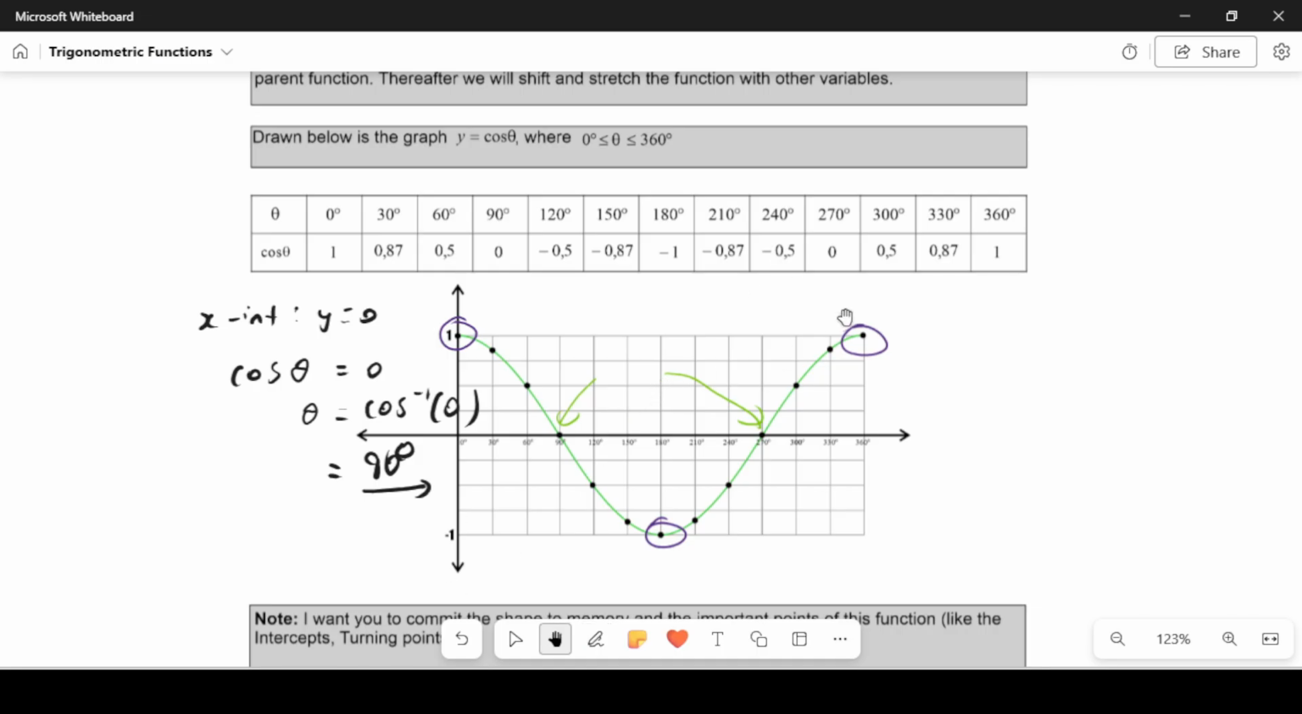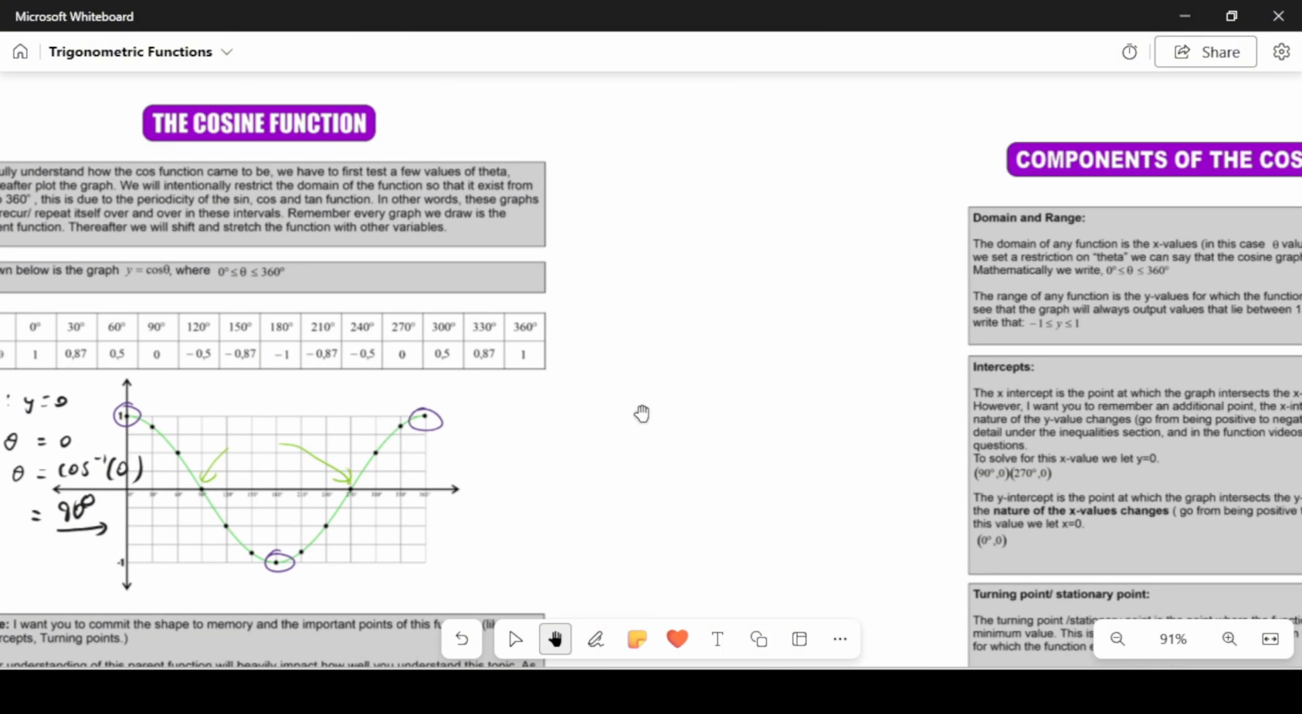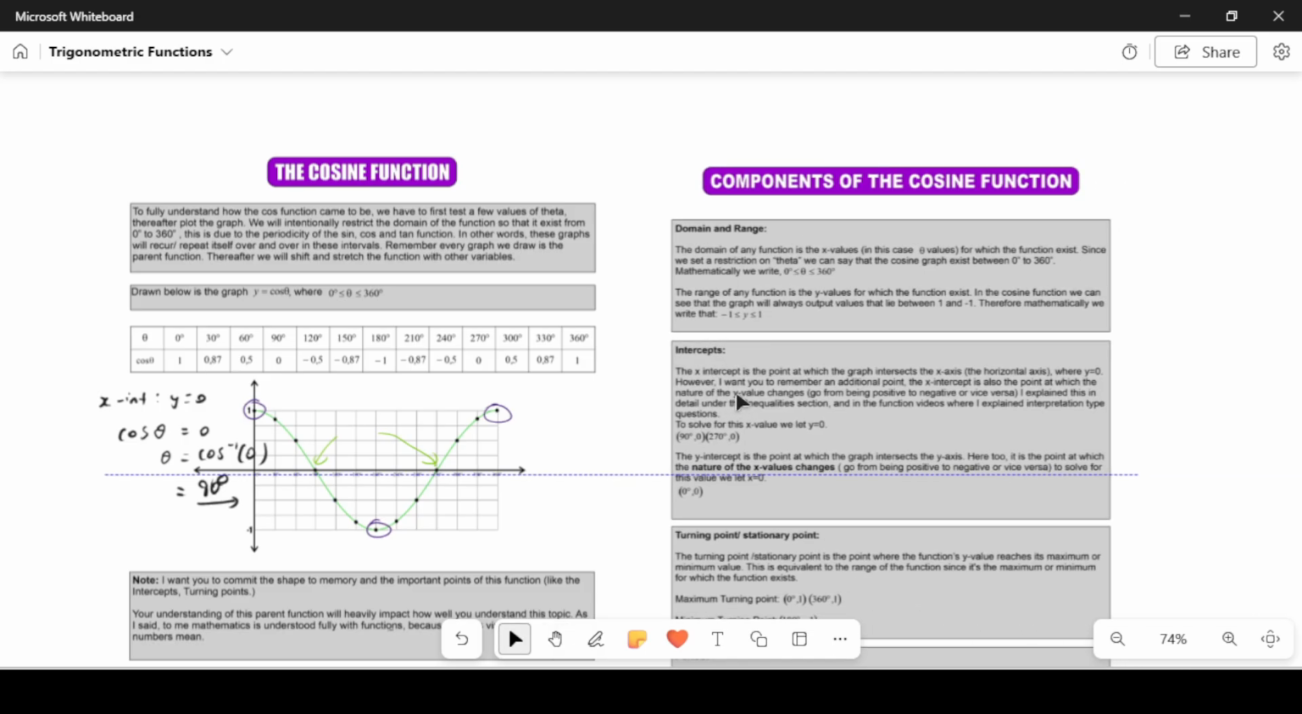So all the parent functions are extremely important. Even when we start to shift and stretch the function, we always start with the parent function. Remember, it was the parent function, then we went to the amplitude, and then we went to the shift. And I'll give you a bit more of a detailed reason why we do this and why we do it in this order, but it's the exact same idea. It'll apply across the board. All right, so let's do the components of this function. And I've already mentioned it, but let me formalize everything so you can see it in one nice, neat summary.